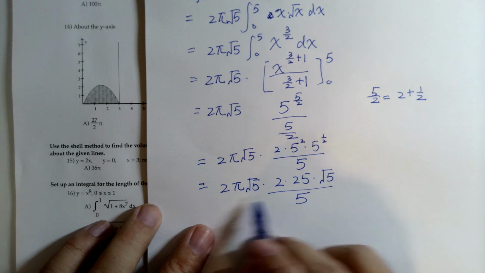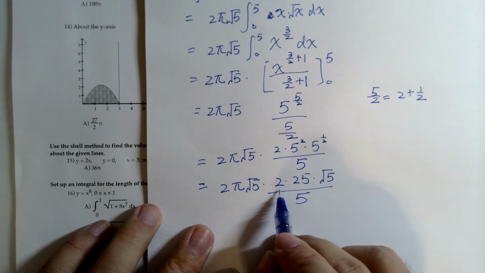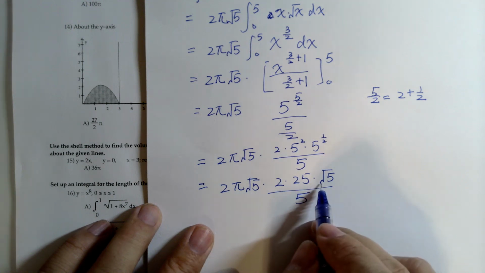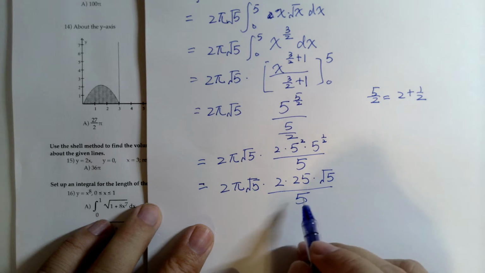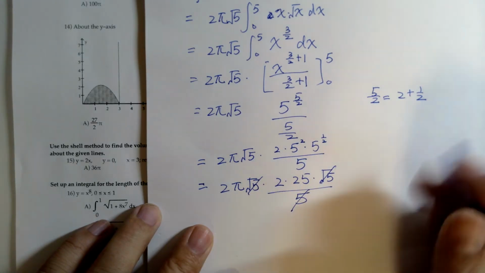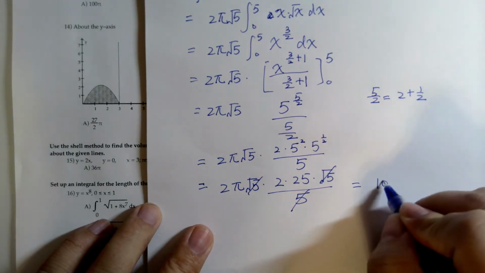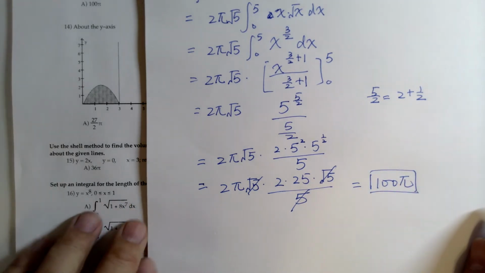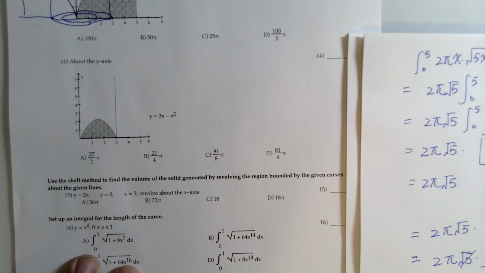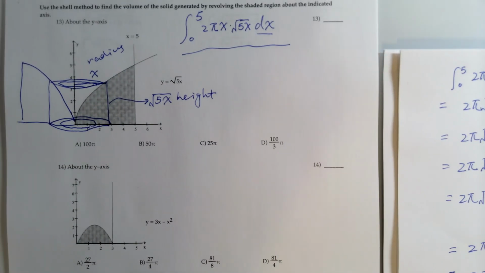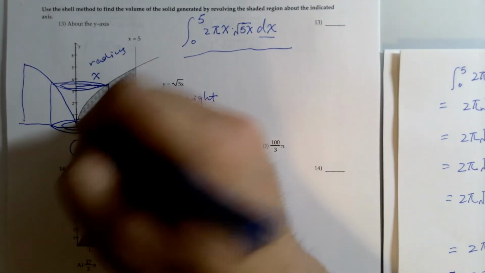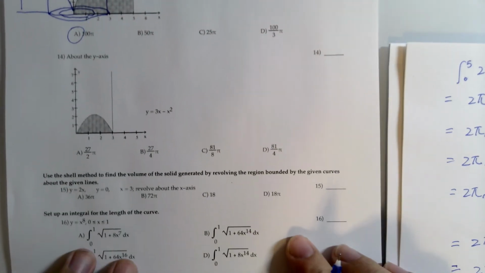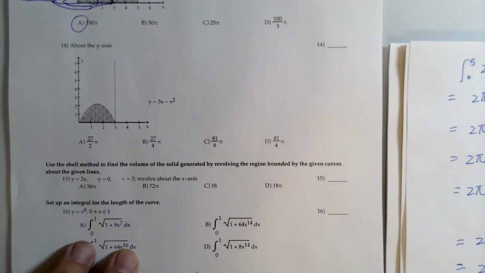Now 2 times 2 is 4. Square root of 5 times square root of 5 is 5, and then over 5 is cancelled. So it turns out what we get is 100 pi. Let's go back and check, do we have 100 pi as the answer? Yes, we got it. So it's 100 pi.